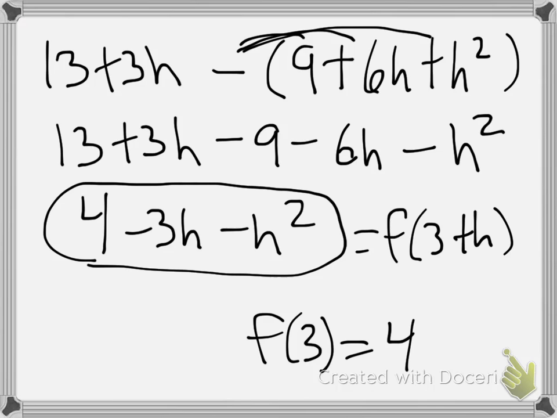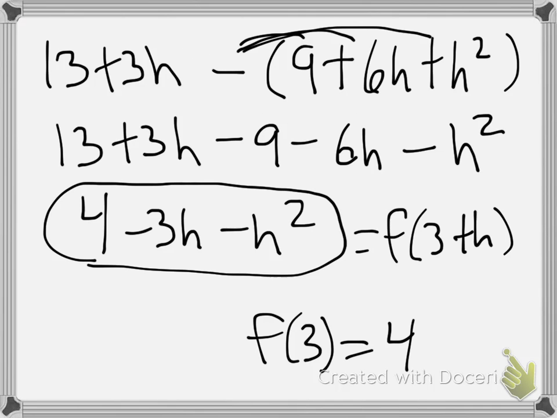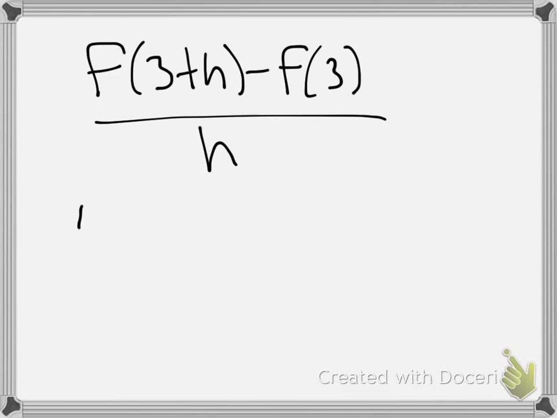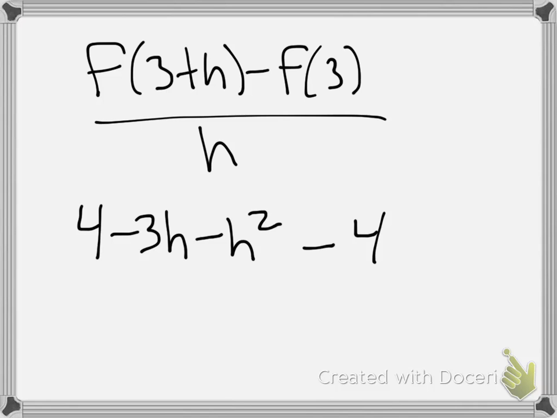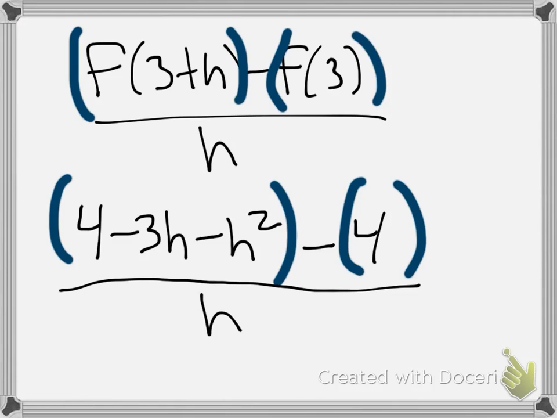Okay, so now we can use those and go back to our original expression, which was f of 3 plus h minus f of 3 over h. So let's go back and see what those were. That was 4 minus 3h minus h squared. And now I subtract 4, because that was f of 3. So let me just put brackets around what I'm doing here. And all of that is divided by h.